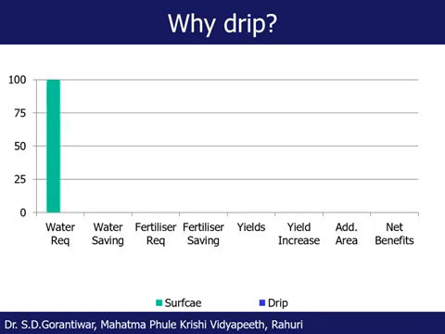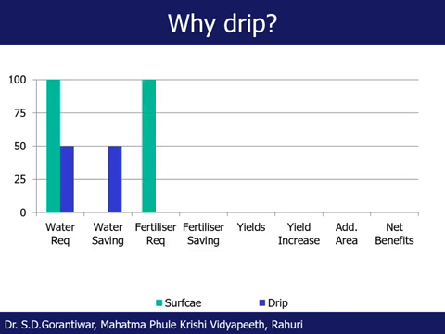So in case of surface irrigation method, if we need 100 units of water, then in case of the drip irrigation method we need only 50 units of water. Thus, drip irrigation method can save 50% of water minimum. Okay. Then regarding the fertilizer requirement, if surface irrigation methods need 100 units of fertilizer, then drip irrigation method will not need more than 75 units of fertilizer. Thus there is a saving of 25% at least by adoption of the drip irrigation method.